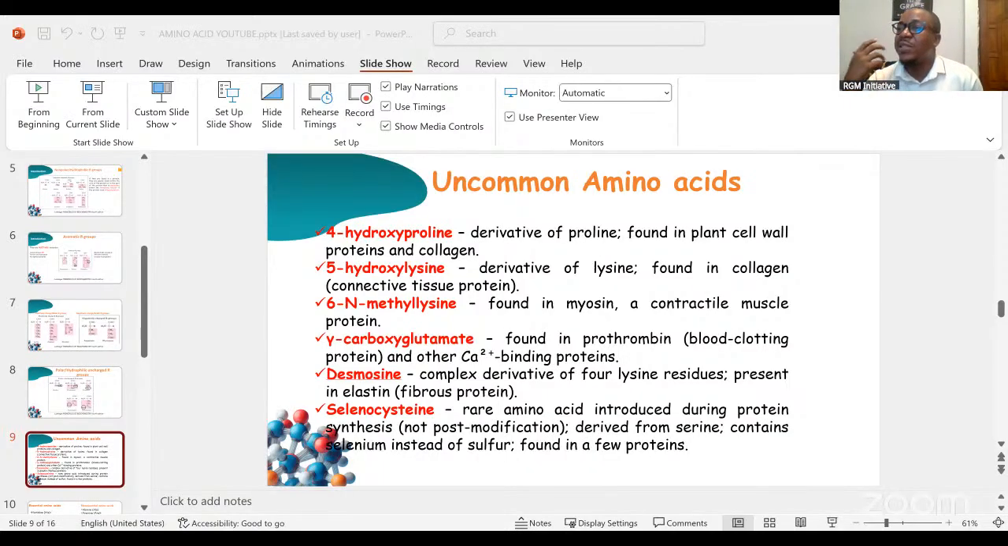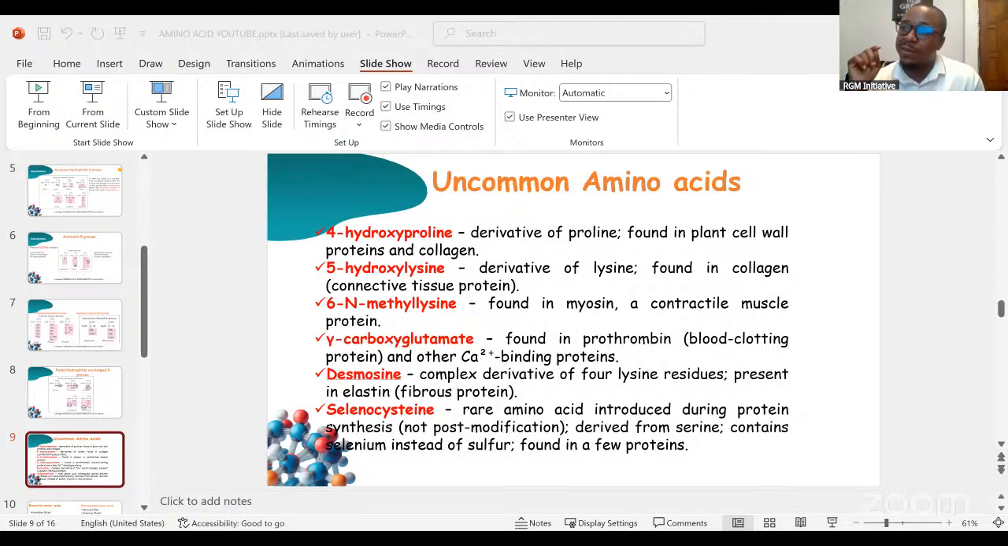You should up your vitamin C intake. That is why vitamin C is important. Vitamin C is important in the synthesis of hydroxyproline and hydroxylysine. Hydroxyproline and hydroxylysine are two major amino acids that are found in collagen.